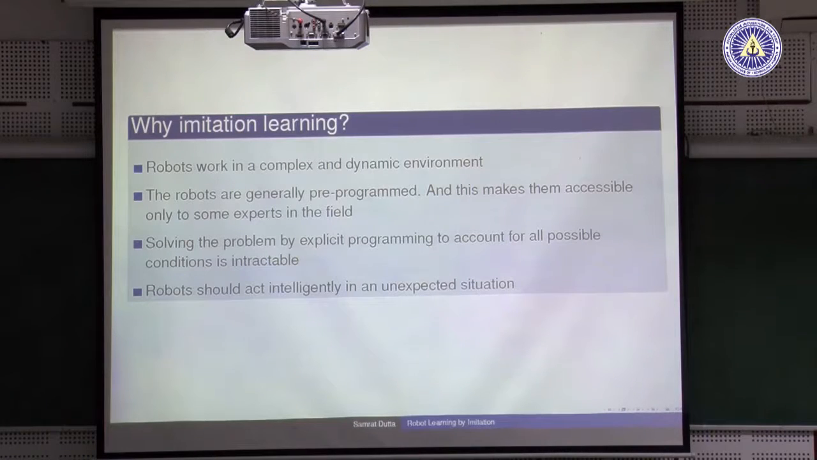Why is it required? As I have already shown, when complex motions are involved, we cannot directly program them. We need some mechanism that can encode that motion. That is why we require imitation learning.